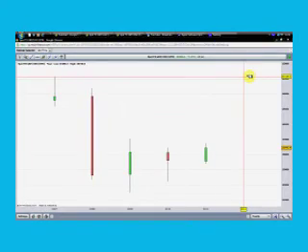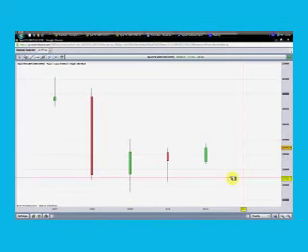The title of this video is about critical price trading. What is a critical price level, and how do you trade the critical price level? Now, a critical price level is just a very important price level.